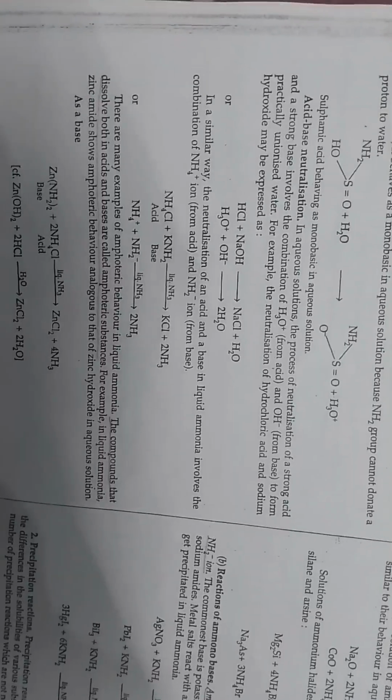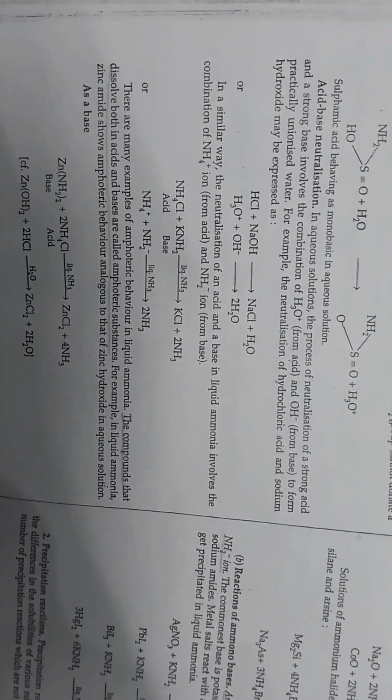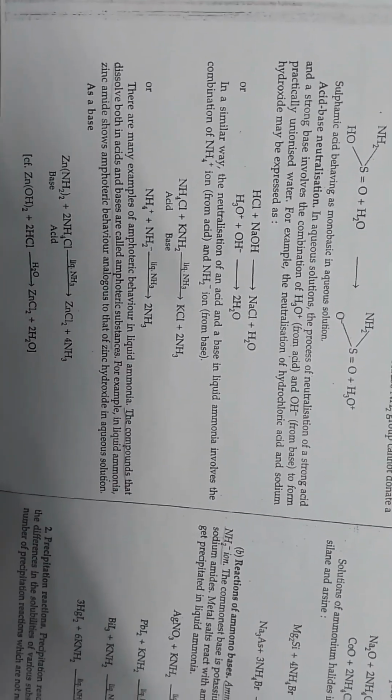Acid-base neutralization. In aqueous solution, the neutralization of a strong acid and a strong base involves the combination of H3O⁺ from the acid and OH⁻ from the base to form practically unionized water. For example, the neutralization of hydrochloric acid and sodium hydroxide may be expressed as HCl plus NaOH gives NaCl plus H2O, or H3O⁺ plus OH⁻ gives 2H2O.